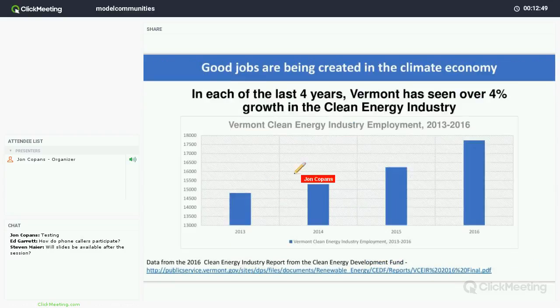Another example of the economic opportunity represented by the transition to a climate economy is the job growth we have seen in the last 4 years in the clean energy economy. As this slide points out, we currently have over 17,500 jobs in the state of Vermont working in some way related to the clean energy economy. That's in the renewable energy industry, the biomass industry, and the energy efficiency industry. So there really is an economic opportunity here, and there are real jobs being created in Vermont in this clean energy economy.